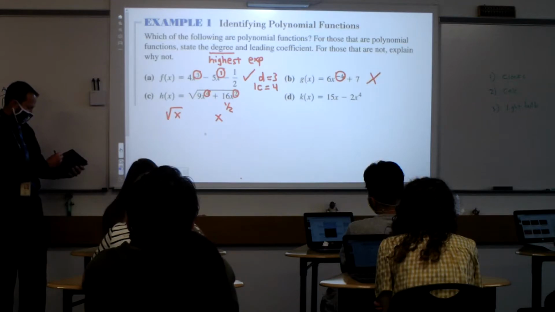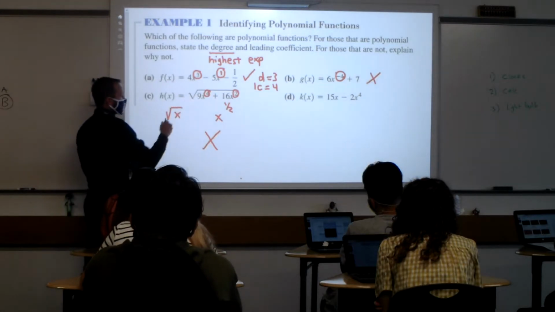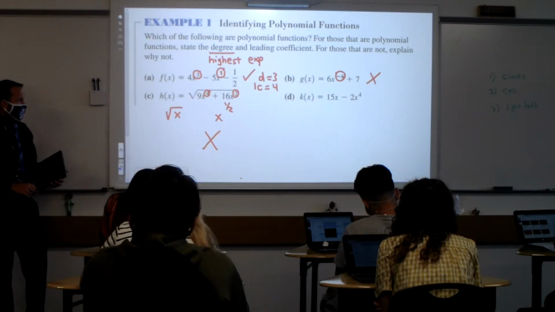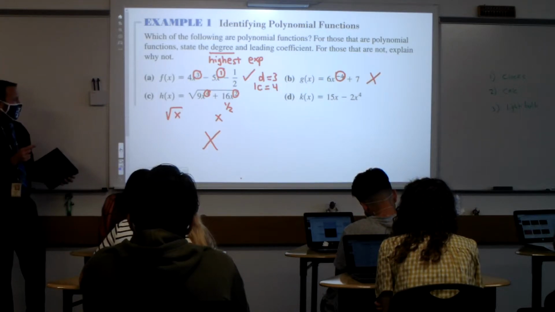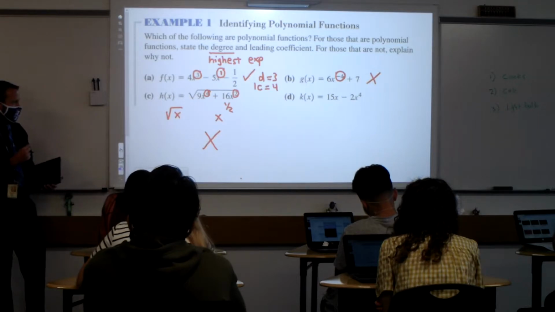Yes, so this one is actually not a polynomial. Polynomials are nice and pretty looking, and this square root is just kind of ugly, and that makes it not a polynomial. Now, if we could simplify it, then that would work, but we actually can't simplify on that one.